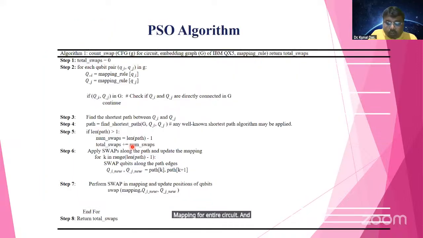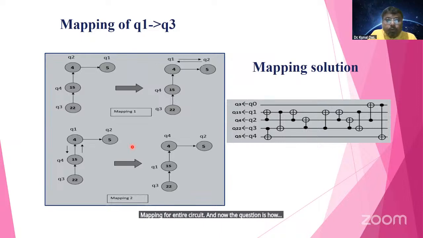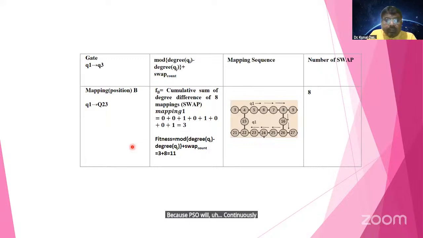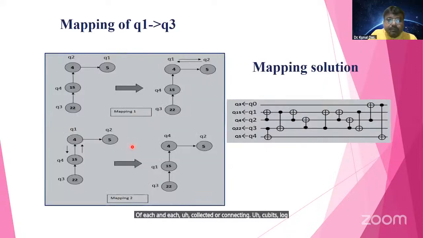And now the question is how PSO helps you do that, because PSO continuously calculates the fitness value, and the fitness value ultimately gives you the appropriate, correct routing, and in the correct routing you are reducing the cost. You have done swap optimization in the routing phase, and for the initial mapping we have considered the degree of each connected logical and physical qubit.